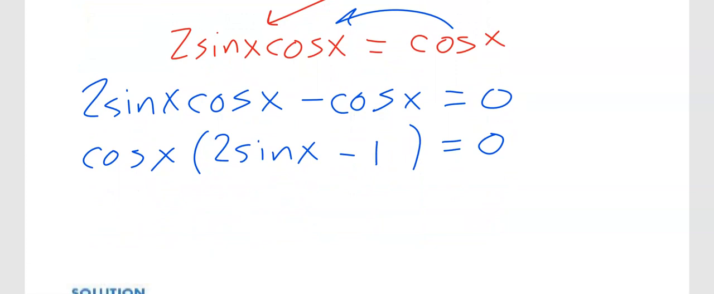Now what? Set the factors equal to 0 and solve. You've got one factor that's cosine x. You've got another factor that's 2 sine x minus 1. Set them both equal to 0 and start solving. The first one's going to be real easy, right? Cosine x equals 0, because there's nothing to do there. The other one I have to do a touch of work.